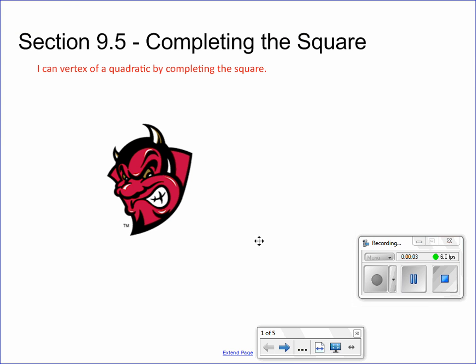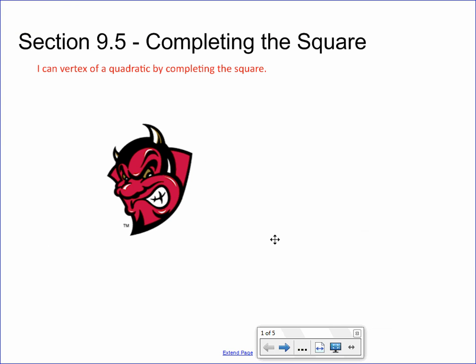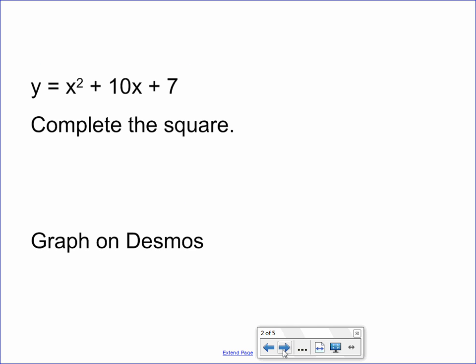Okay, so today we're going to be looking at section 9.5, the second day, which is still completing the square. What we're going to be looking at doing is finding the vertex. So hopefully I can say at the end of this that I can find the vertex of a quadratic by completing the square. Very similar to what we were doing yesterday, just a little bit of a tweak on it.